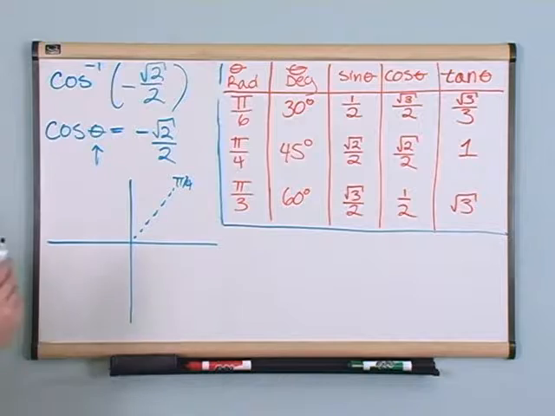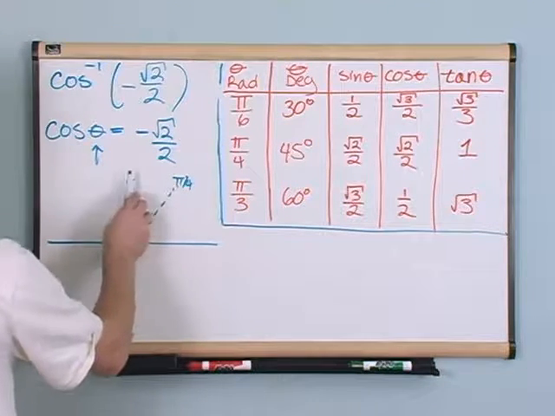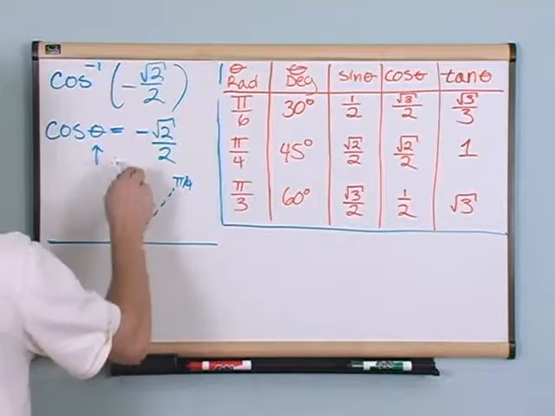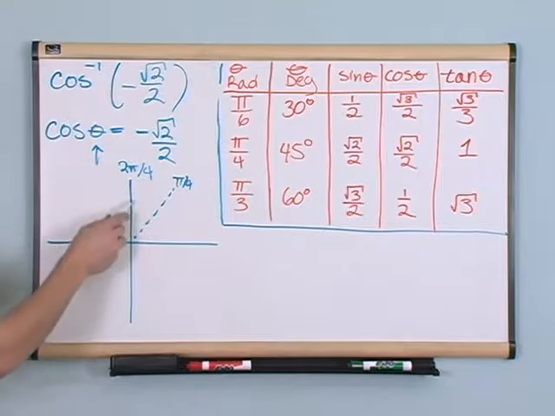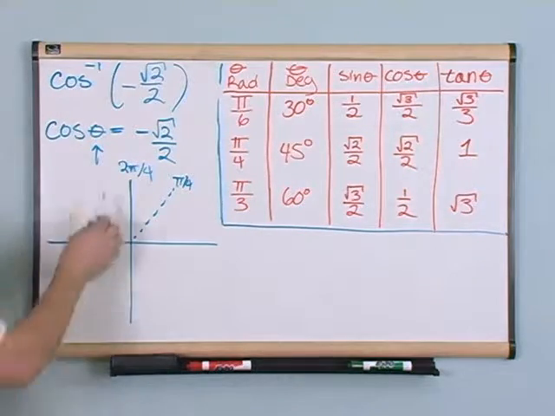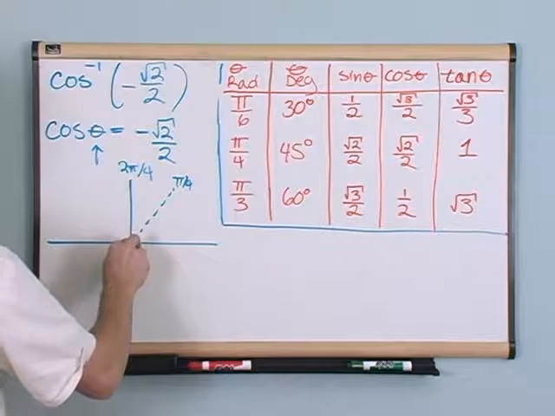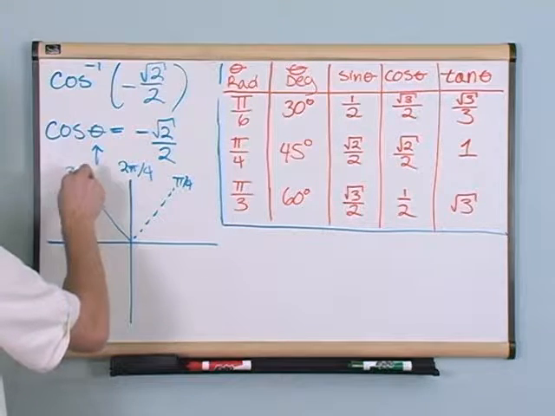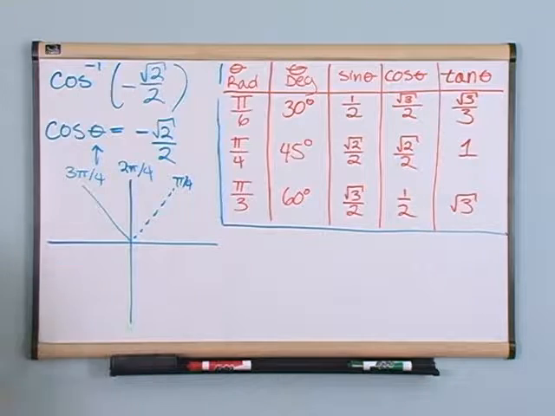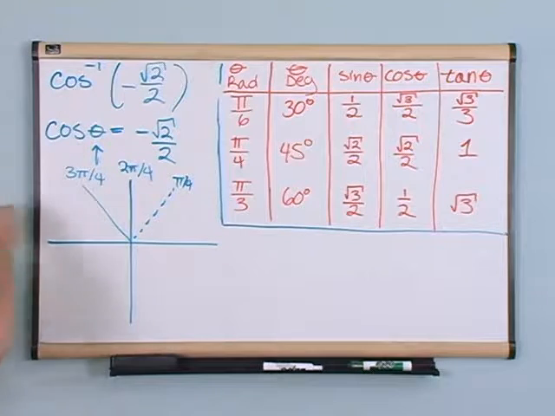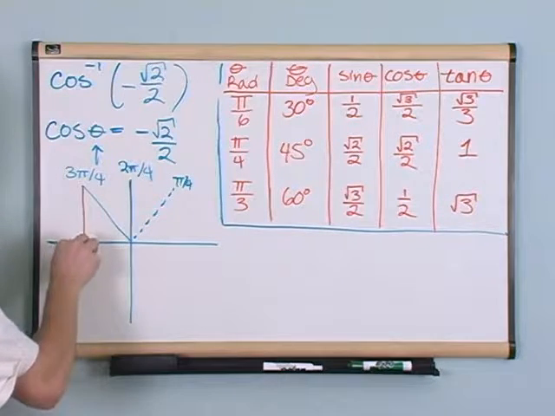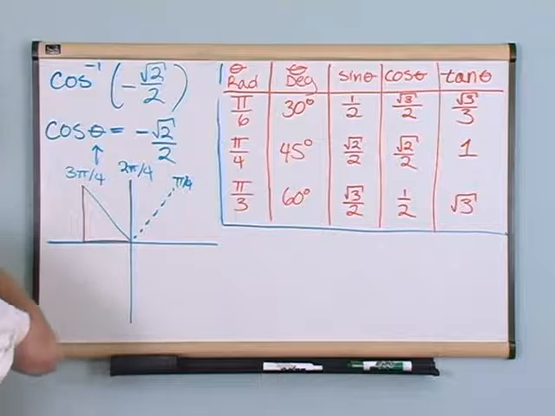But this is pi over 4, this is 2 pi over 4, which reduces to pi over 2, which makes sense for the y-axis. 2 pi over 4, okay? This would be 3 pi over 4. If I were interested in 3 pi over 4, this would be the triangle here, defined like this.